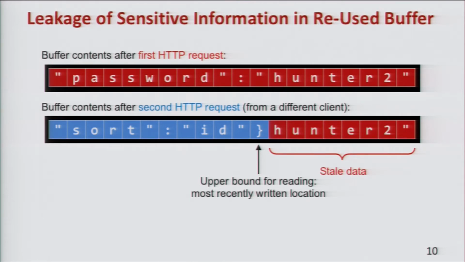Then suppose the server receives a second request from a different client. If that request is smaller, then it only partially overwrites the buffer, leaving still sensitive data in the remainder of the buffer. So when the server replies to the second client, it should not include any sensitive information supplied by the first client. So the bound for reading should be in this case, the most recently written position corresponding to the end of that request, because after that point, there's still potentially sensitive data.